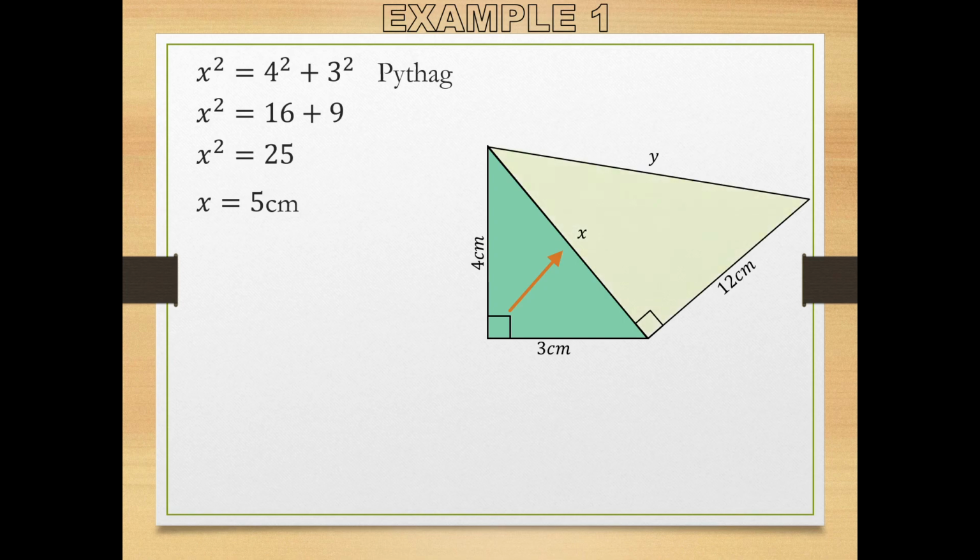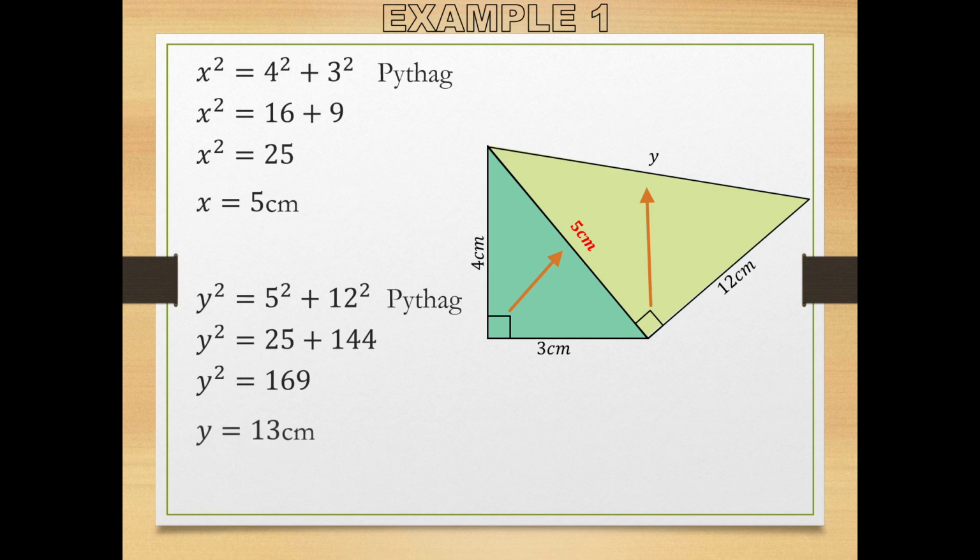So now I can go on to my next triangle. Instead of X, I can put down 5 centimeters. And I need to work out Y. So if I work out Y, I'm looking for my hypotenuse again. So Y squared is equal to 5 squared plus 12 squared, Pythag. And once you simplify that, you're going to get that Y is equal to 13. So both of those you're trying to work out the hypotenuse. Let's go on to example 2.